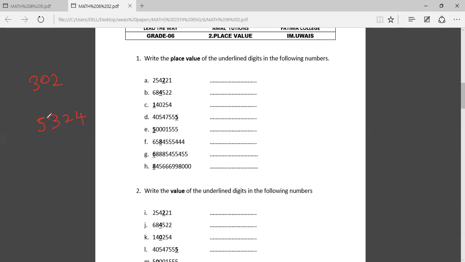302. This one? What is this number? Can you read? Can you name it? Sikra, what is this number? Sarah, can you read this number? Difa? Yes, sir. What is this number? 5,324.